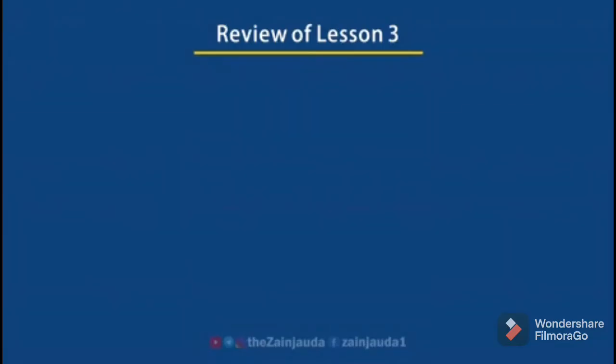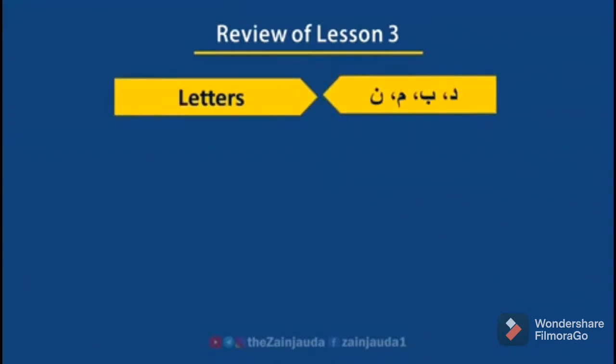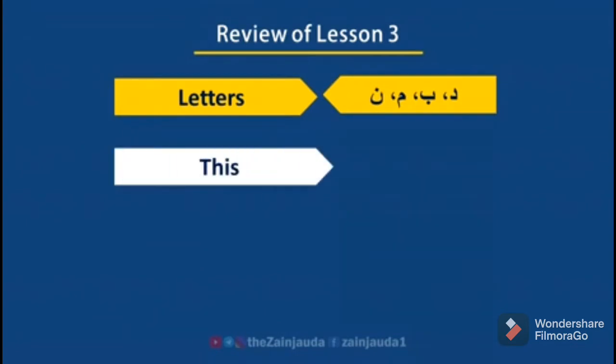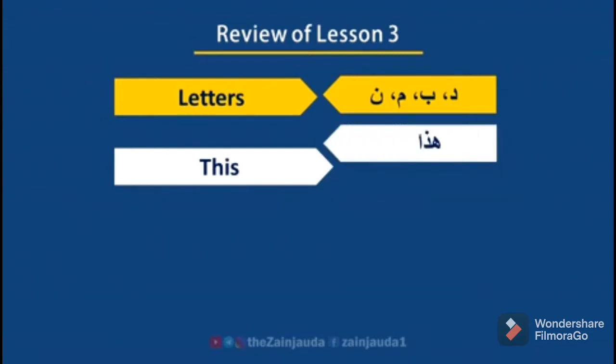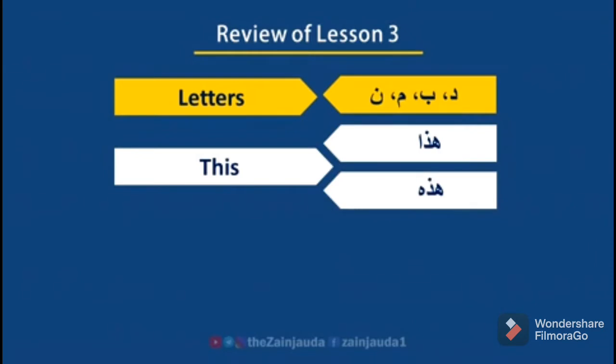Learning the alphabet in detail, we covered 4 letters which were Dal, Ba, Mim, and Nun. We explained the demonstrative pronoun this and said that in Arabic there are 2 words for this, one for masculine and the other for feminine. The masculine word for this is hada and the feminine word is hadihi.